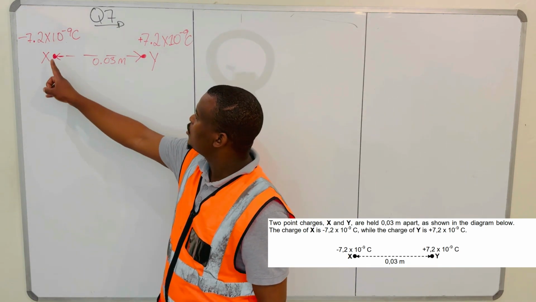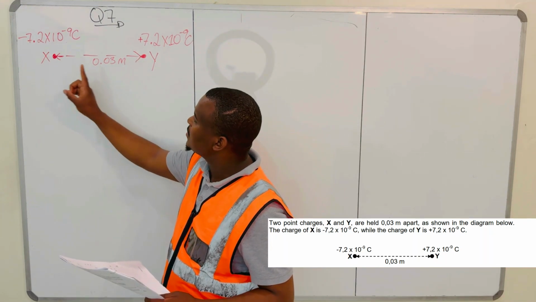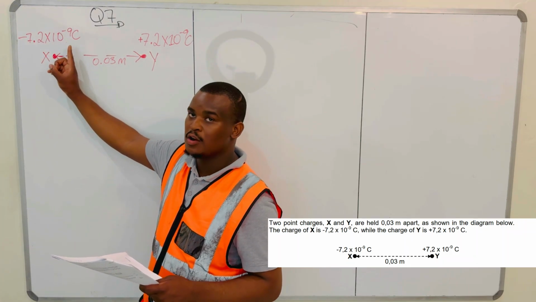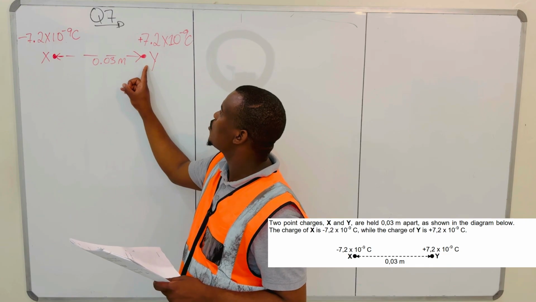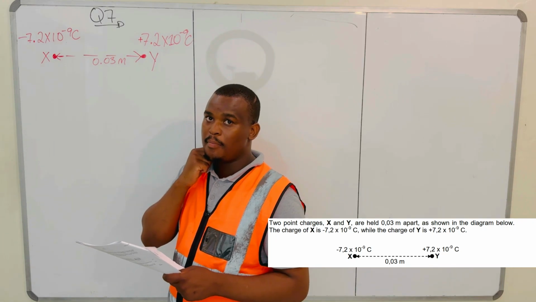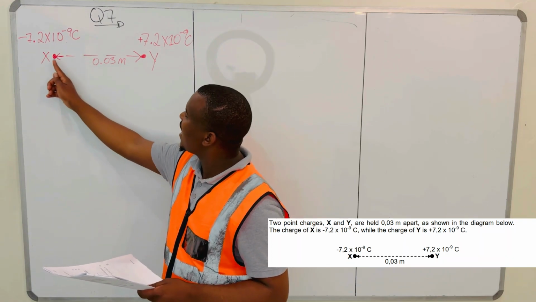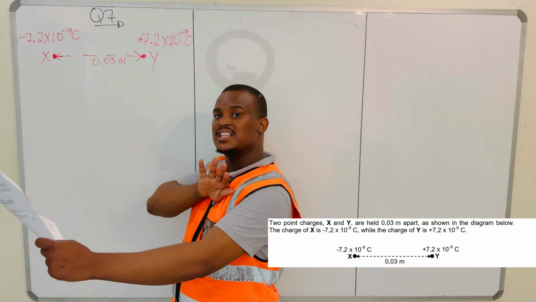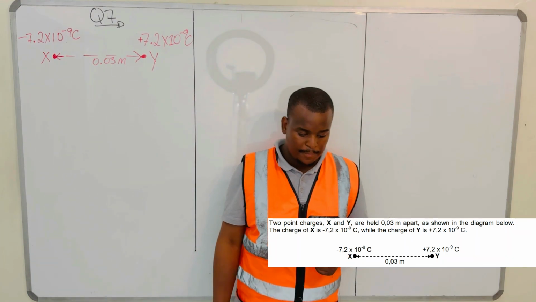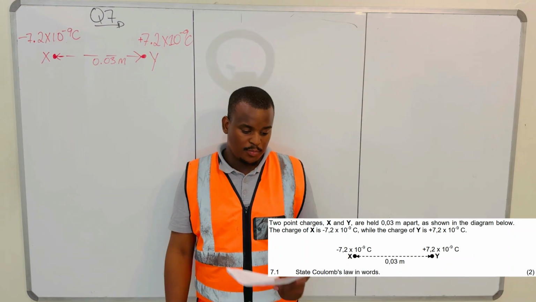So we have these two point charges X and Y, right? You are told that point charge X has a charge of minus 7.2 times 10 to the minus 9 coulombs, and charge Y has a charge of positive 7.2 times 10 to the power minus 9 coulombs. We're told that these two charges are held 0.03 meters apart. That's what they're telling you. No problem. So they're saying state Coulomb's law in words.